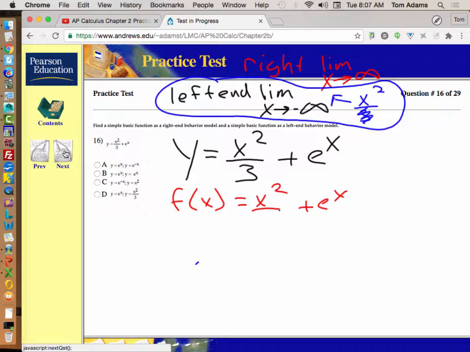Okay. So now let's consider the limit of f of x as x approaches infinity. So this would be like your right end behavior.